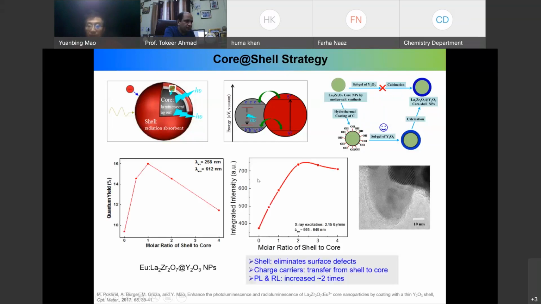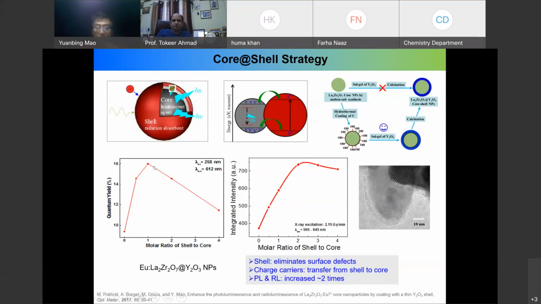Here we show an EM image, and it really shows that we did get the shell material on the core material. More importantly, we did the photoluminescence in terms of the quantum yield. We can see that at a certain molar ratio of the shell to the core, we can increase the quantum yield by about 2 times, right?